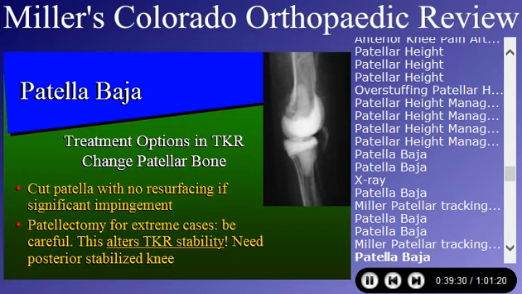One other option for extreme baja is you can cut the patella and not resurface it. That will lower the patella height so you can allow it to bend a little bit more. And for real extreme cases, you can do a patelectomy. But remember, if you do a patelectomy, then you've got to use a posterior stabilized knee or a constrained knee, depending on the stability of your knee. You can't use a cruciate retaining knee when you take out the patella.